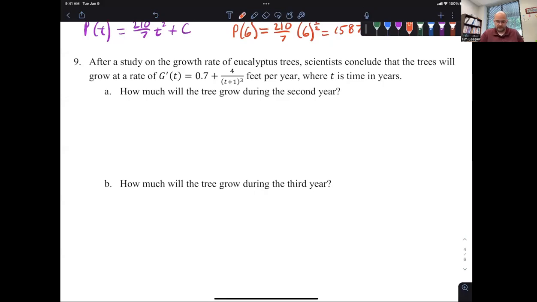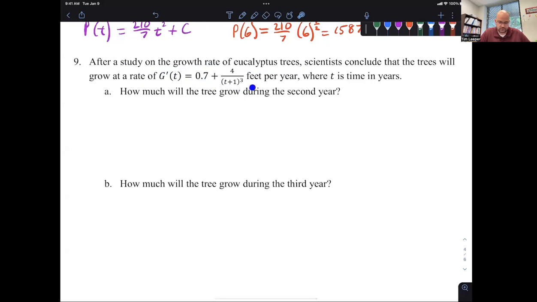Hello. In this video, we're going to look at question 9 for review for exam 4. After a study on the growth rate of eucalyptus trees, scientists conclude that the trees will grow at a rate of g prime of t is equal to 0.7 plus 4 divided by (t plus 1) cubed feet per year, where t is the time in years.